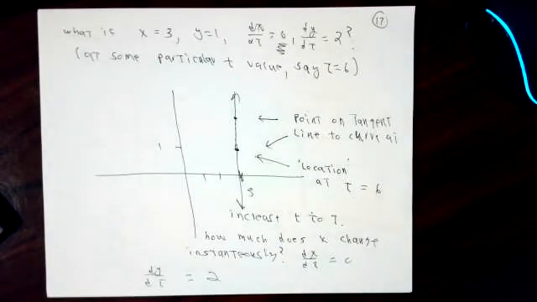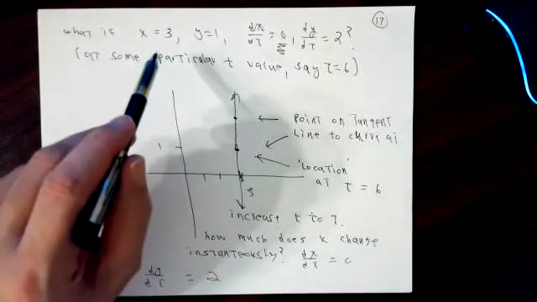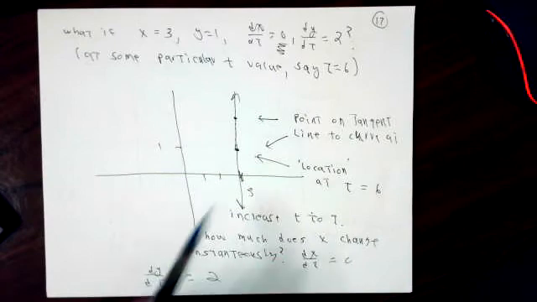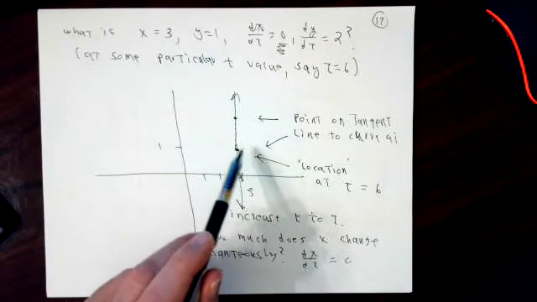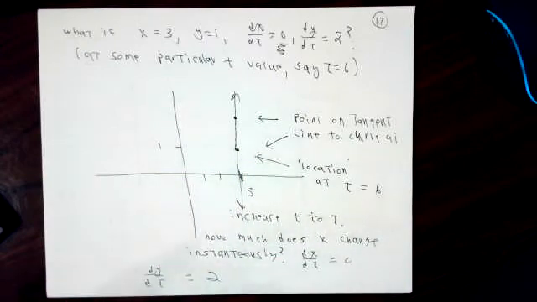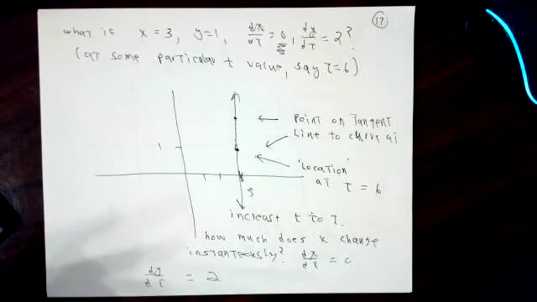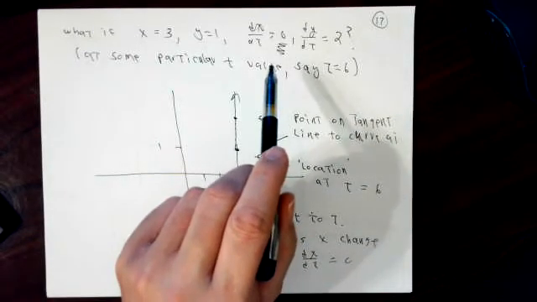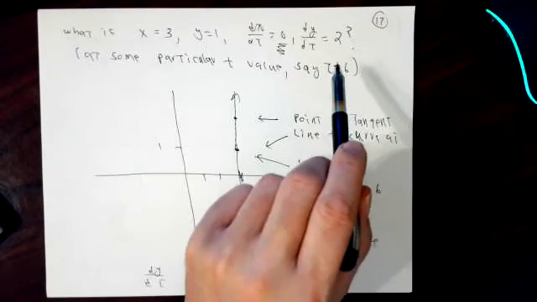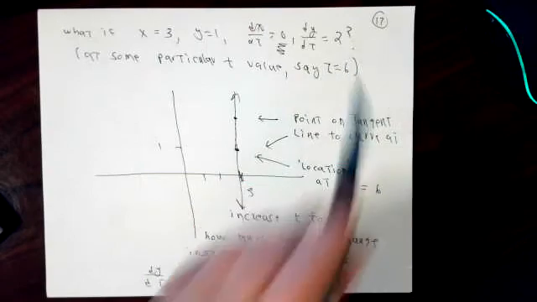I want to think about a minor variation on a theme. I'm on some curve at some particular t value, maybe t equals 6 or something. x comes up 3 and y comes up 1. That tells me where I'm at. Suppose that at t equals 6, the dx dt is 0 and the dy dt is 2.